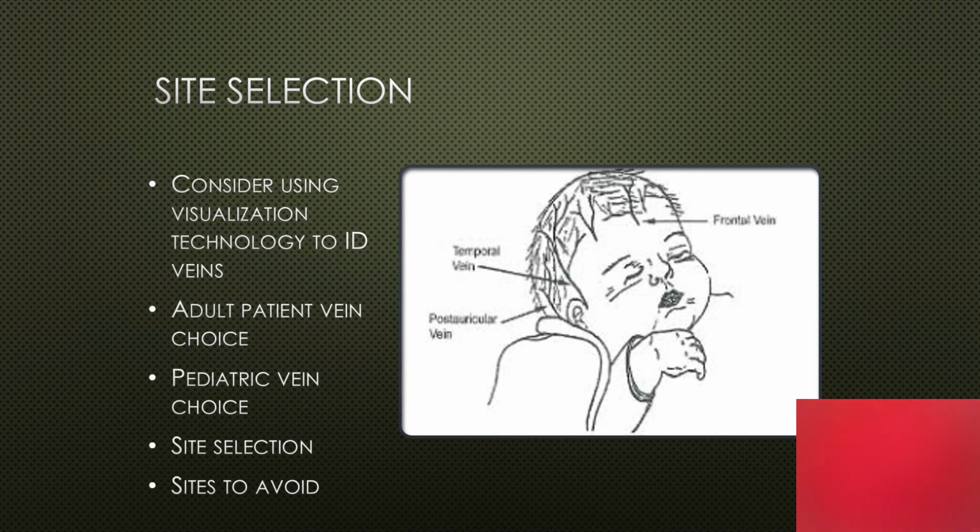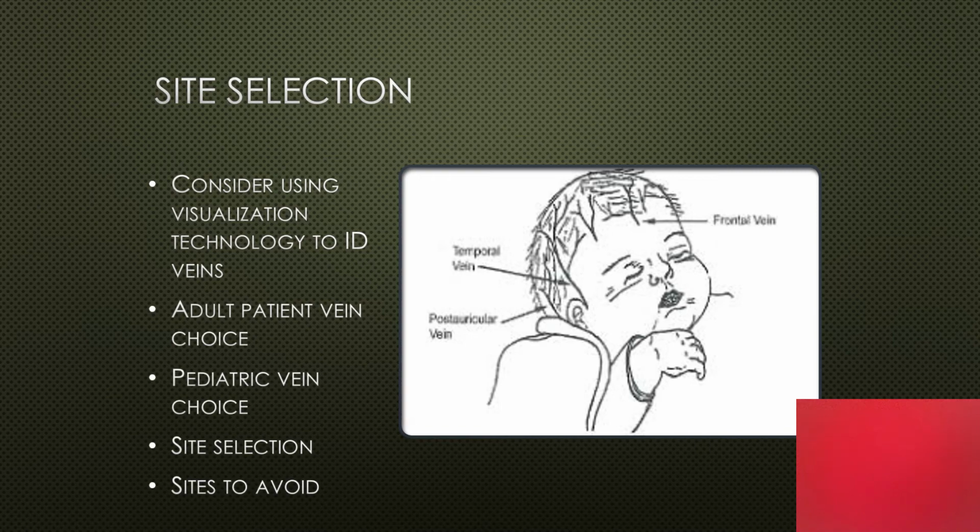And for adult patients, veins that should be considered are the veins that are found on the dorsal and ventral surfaces of the upper extremities, which would be the metacarpal, the cephalic, the basilic, the median veins. And again, avoid those lateral surfaces of the wrist within 4 to 5 inches because of the risk for nerve damage.